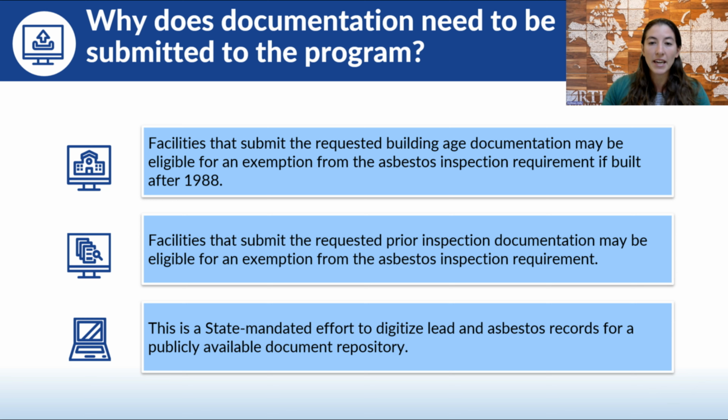Facilities that were built after 1988 may be exempt if they provide a property tax record that displays the year the building or buildings were built. Facilities may also be exempt if they provide documentation of an asbestos inspection conducted within the past 3 years. Additional documentation may be requested to verify the prior inspection meets the rule requirements and any identified hazards have been addressed. It is important that documentation is submitted to the program because this is a state-mandated effort to digitize lead and asbestos records and make them easily accessible in a public document repository.